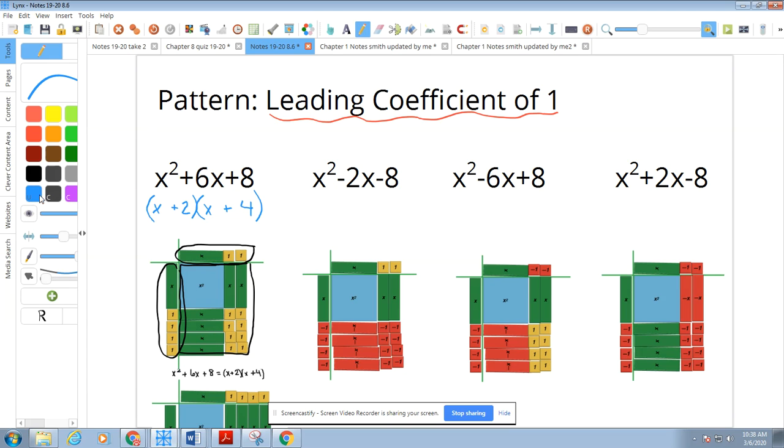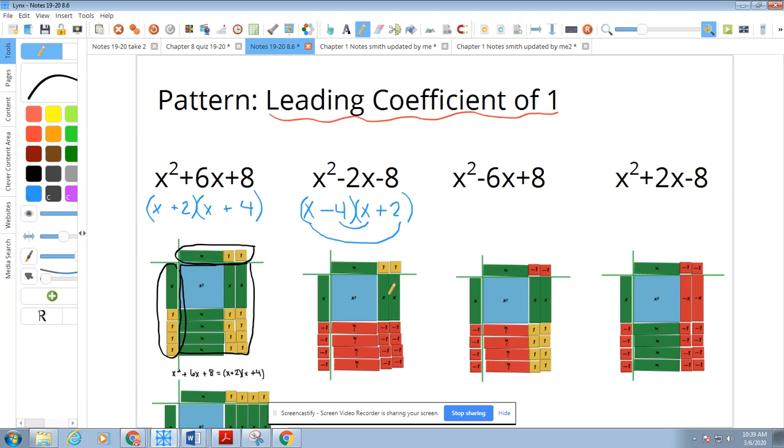Same thing over here. This time, notice that my last term is negative. Well, again, if I'm doing this mentally, x squared can only factor into x and x. The factors of negative 8 that add up to negative 2 are going to be negative 4 and positive 2, because that would give us plus 2x when we multiply our outer terms, and negative 4x when I multiply my inner terms, and that's what gives me my negative 2x.